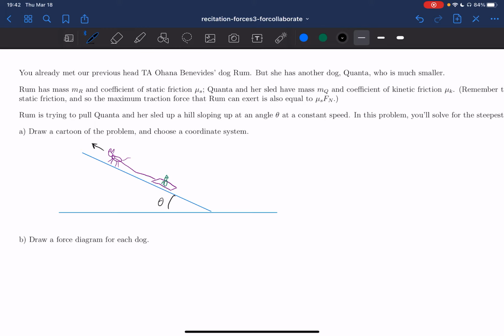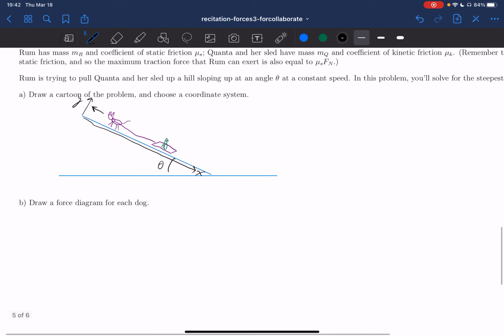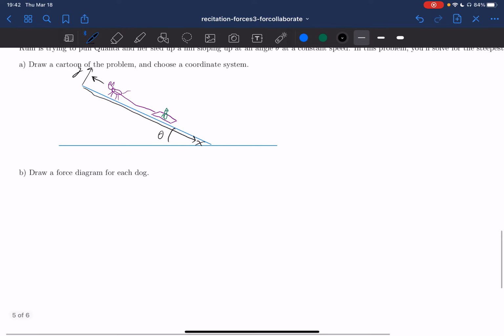Anyway, so let's do that. Let's just draw a coordinate system really quickly. So we have our coordinate system. This is y and this is x. Okay, great. So now let's draw force diagrams for these dogs.